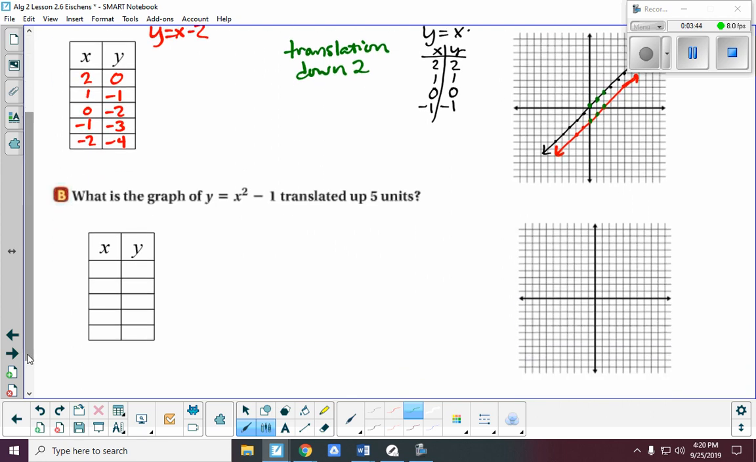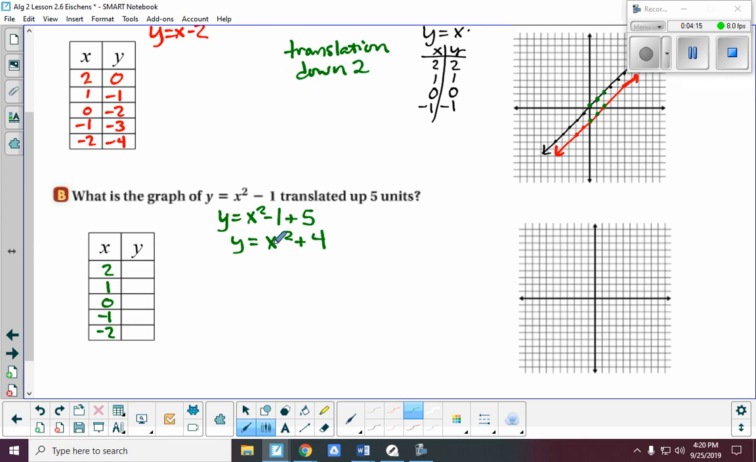In the next problem, it says, what is the graph of y equals x squared minus 1 if you translate it up 5? Well, let's just write that out. X squared minus 1, but if you translate it 5, that means that you are going to go up 5 units. And to graph it, let's simplify that. And so that's the equation. So we will make an xy chart. We'll put in 2, 1, 0, minus 1, minus 2.